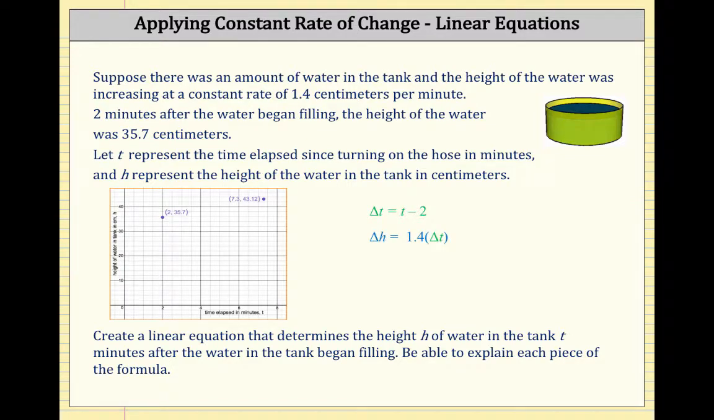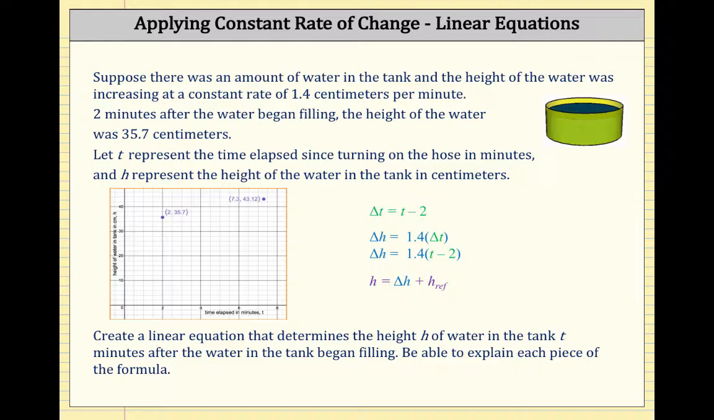To figure out the change in height, we would take 1.4, which is that constant rate of change, times the change in time. But the change in time in this case is t minus 2. So we could use that knowledge to write another expression, which is 1.4 times (t minus 2), and that's going to be delta H. Lastly, to figure out the current height, we take the change in height plus whatever the reference height was. In this case, our reference height was 35.7.